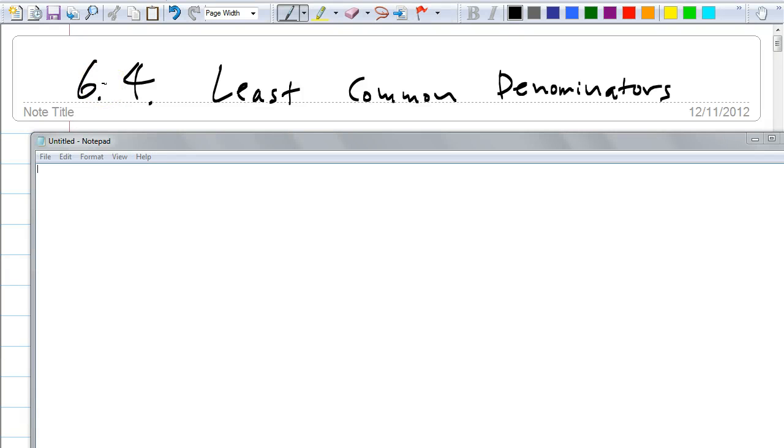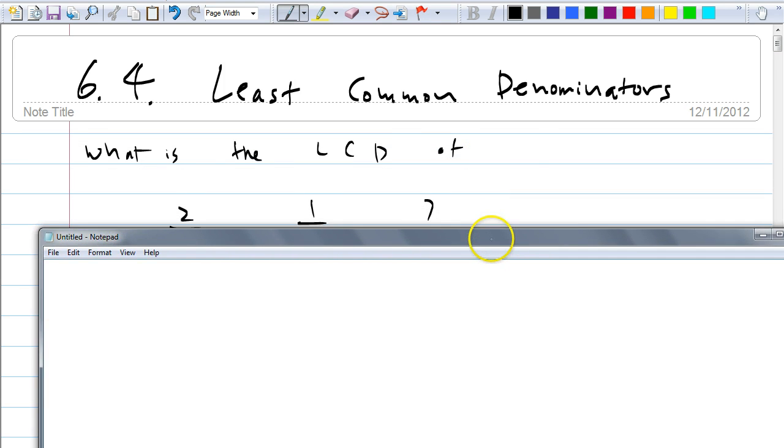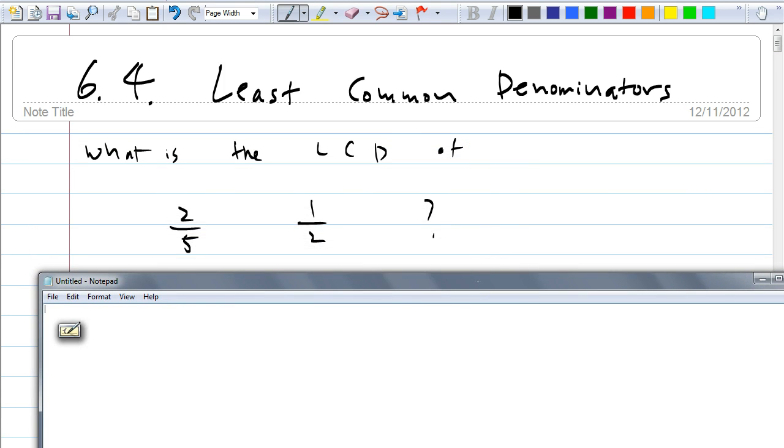Okay, today we're going to talk about least common denominators. You know this as LCD also, right? This is a very simple idea, right? What's the LCD of 2/5 and 1/2? Everyone should know, 10, right? Isn't 10 the LCD?